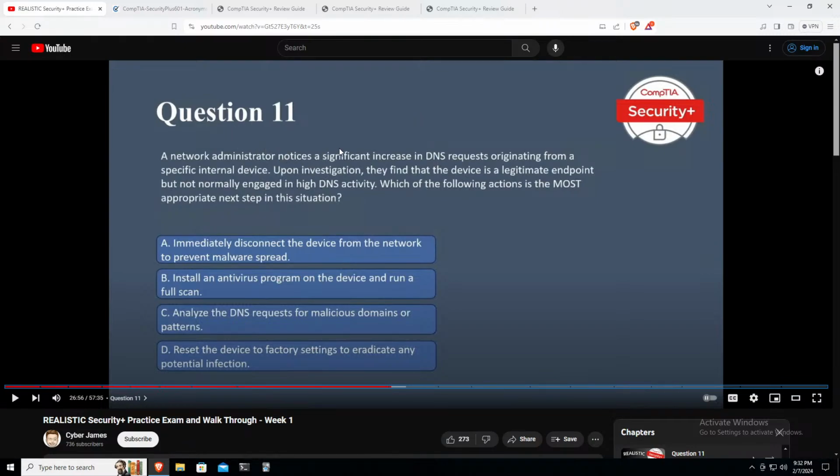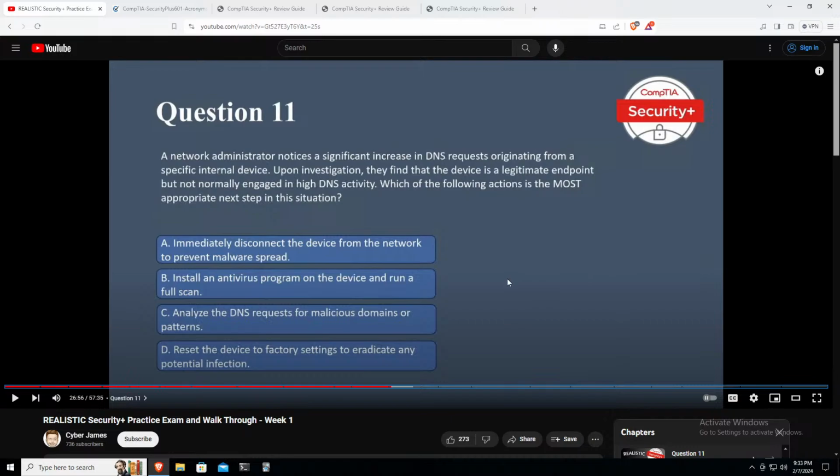Network admin notices a significant increase in DNS requests originating from a specific internal device. The device is legitimate, but not normally engaged in high DNS activity. So it's something that usually doesn't have a bunch of activity, but it just randomly does. It started having a bunch more activity, and then the network admin noticed.